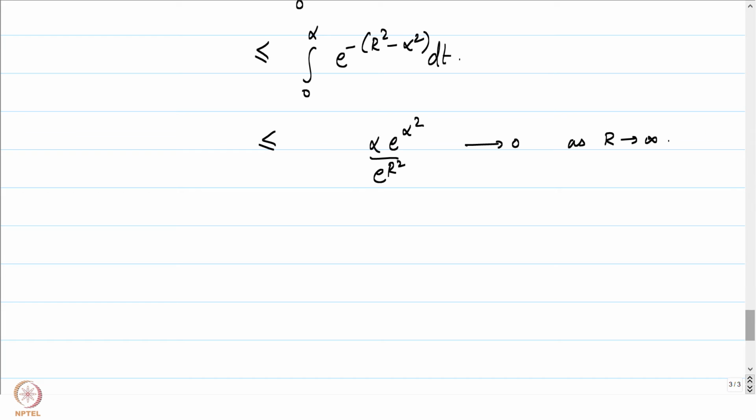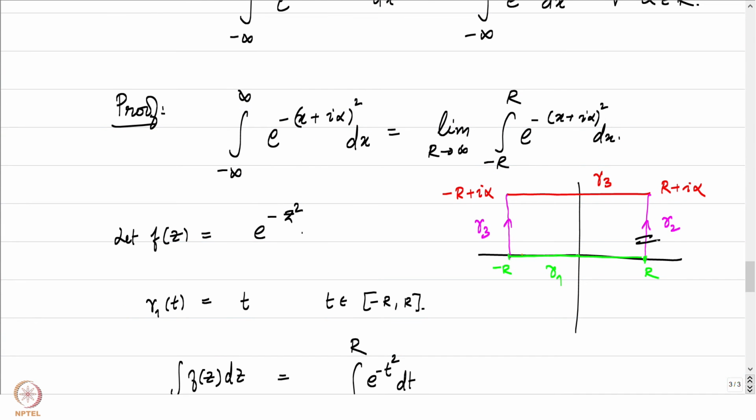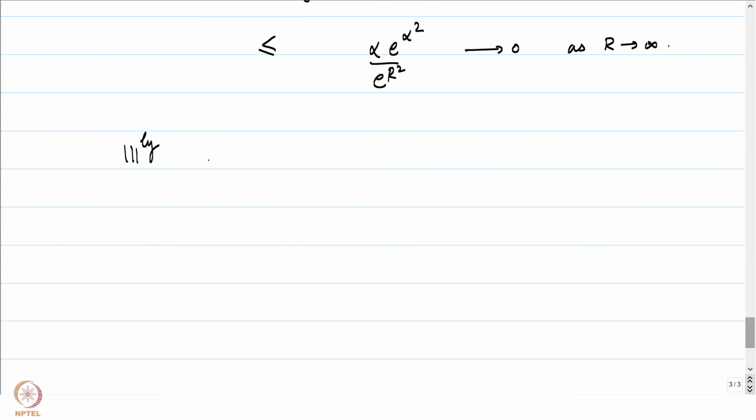Similarly, the integral over gamma 2... this was gamma 2. Similarly, the integral over gamma 4 is also going to be 0. A very similar computation will tell us that. The integral of f of z dz over gamma 4 converges to 0 as r goes to infinity.